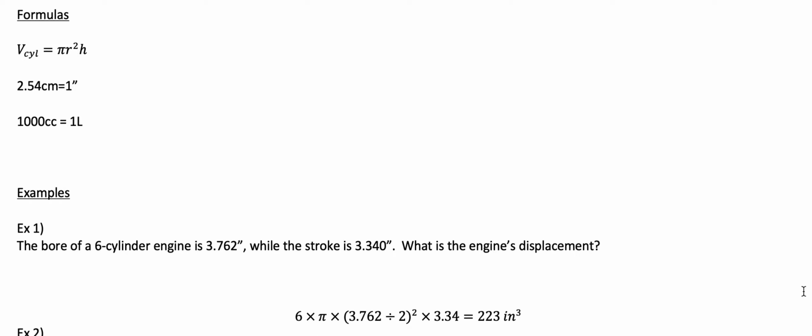Here's the formula. So we take 6, the number of cylinders, times pi, times, and then in parentheses we'll put 3.762 divided by 2. That'll give us the radius. Square that, and then multiply by 3.34. If you type all of that into your calculator, and you should do this as well, just to make sure that you're using the calculator functions correctly, you get 223 cubic inches, which is your answer.